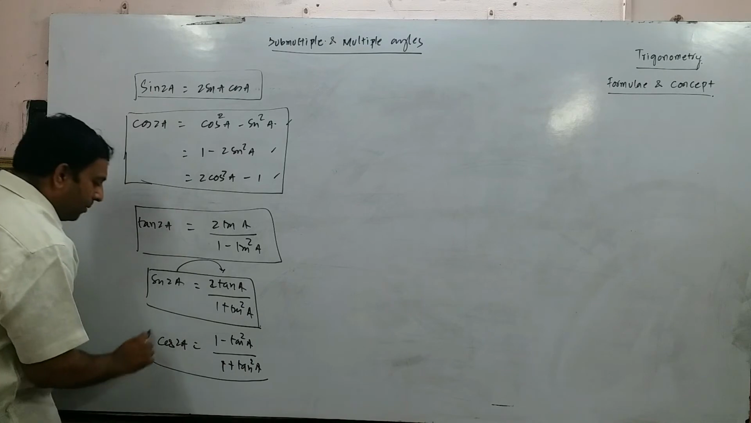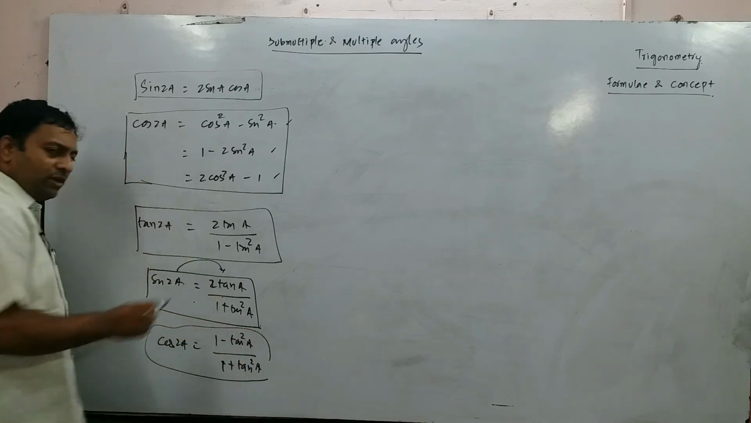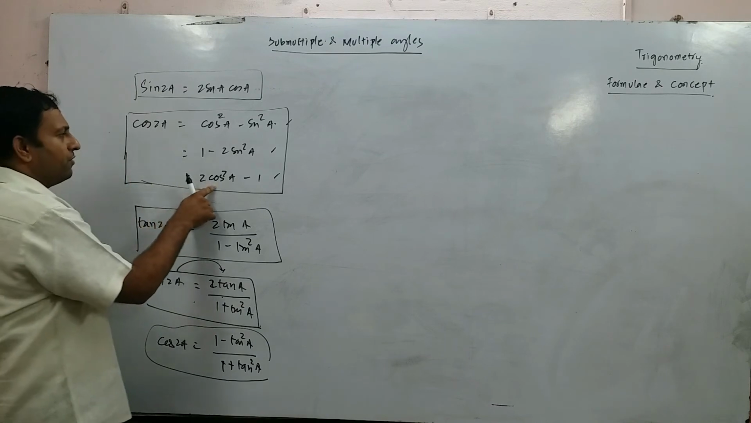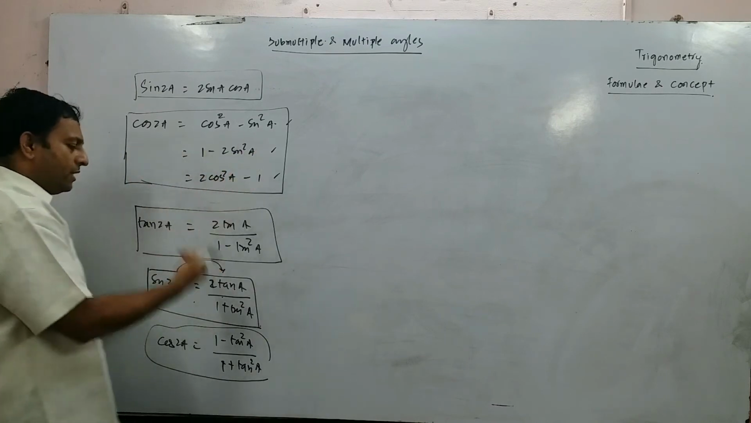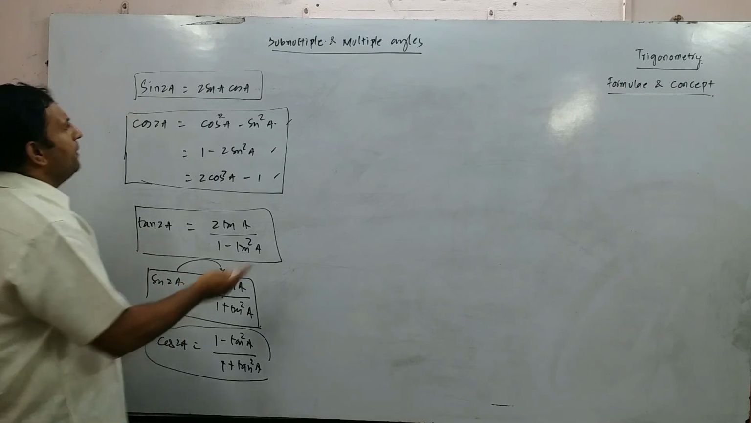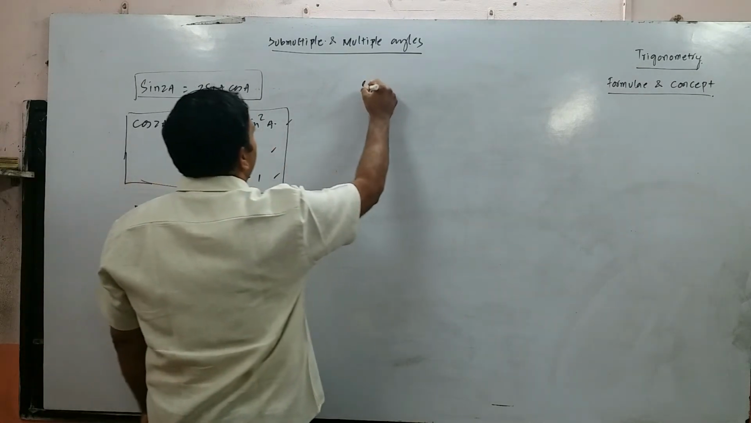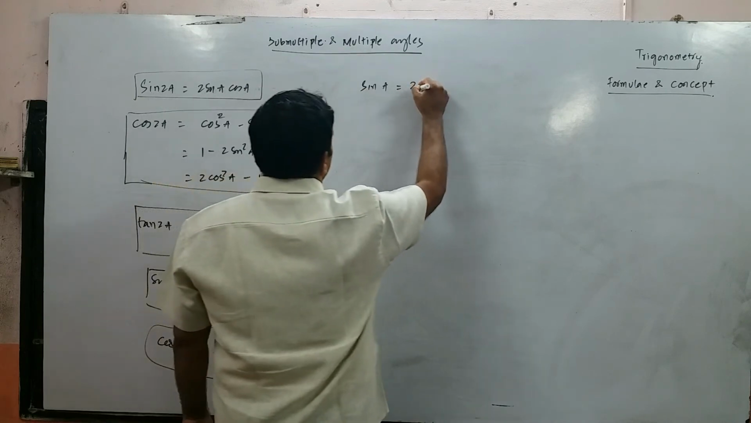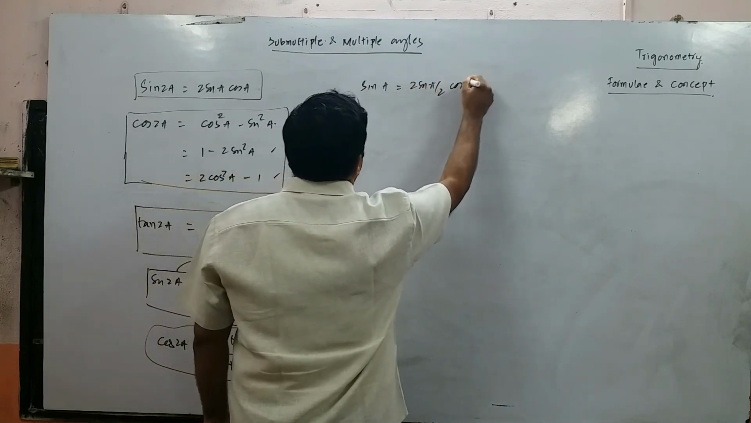So please try to remember, this is sin 2a in terms of tan. This is cos 2a in terms of tan. This is cos 2a in terms of cos, cos 2a in terms of sin, like that. So these are multiple angle formulas. Now if I simply replace this and write the submultiple formula, sin a will be 2 sin a by 2 cos a by 2.